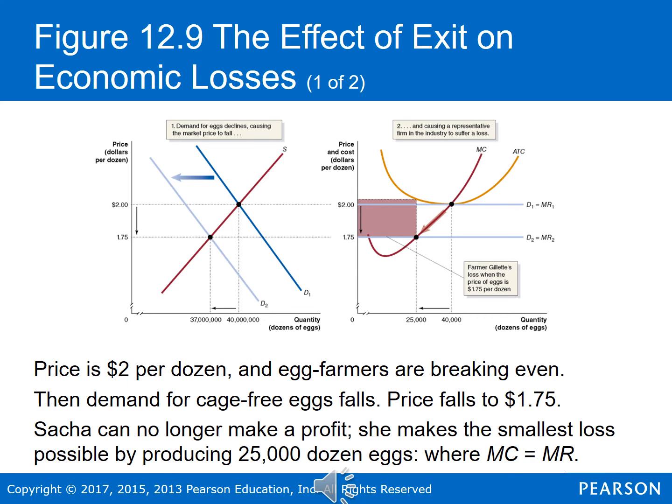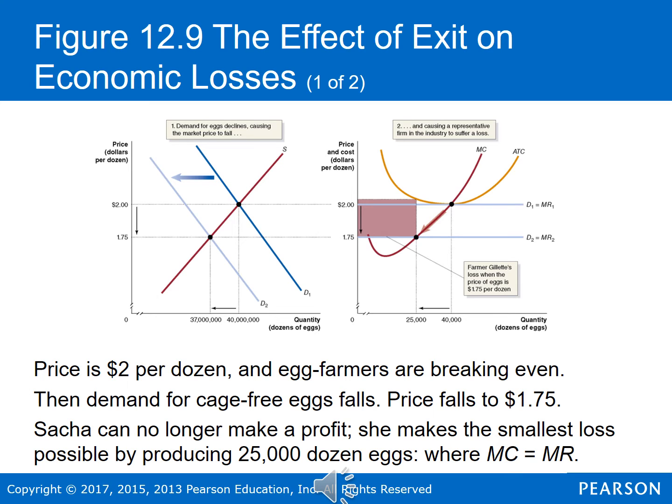Now let's explore what happens when there's an economic loss for firms in a perfectly competitive market. So at the end of the last example, the price of eggs was $2 per dozen, and egg farmers were breaking even. And we see this on the right, that the marginal cost and the average total cost curves cross the demand curve all at the same point. So there's zero economic profit.